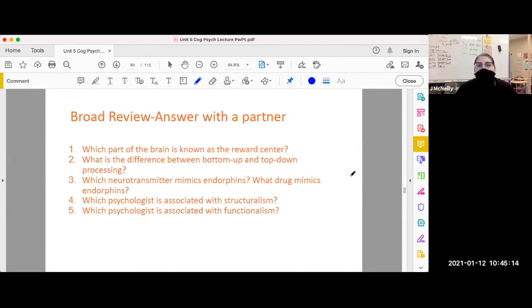2, what is the difference between bottom up and top down processing? That comes from unit 3 with sensory and sensation and perception. 3, which neurotransmitter mimics endorphins versus which drug mimics endorphins? So you have the neurotransmitter and the drug. And then number 4, which psychologist is associated with structuralism, the structures of consciousness, the parts, versus who is associated with functionalism, the function of consciousness.